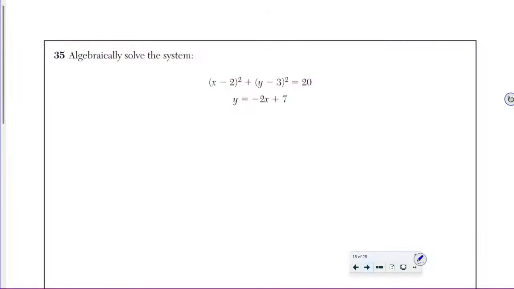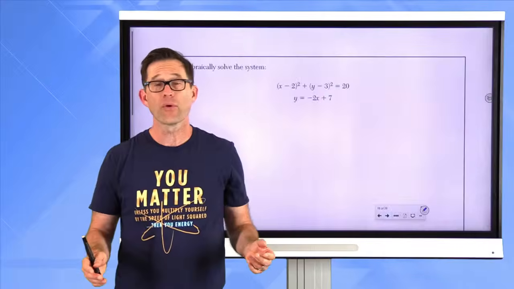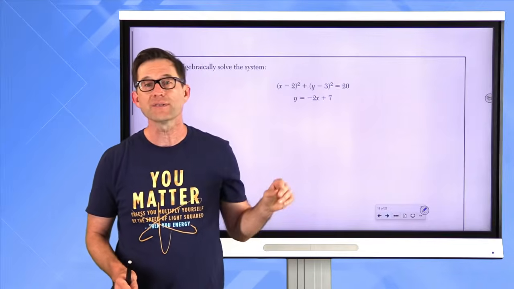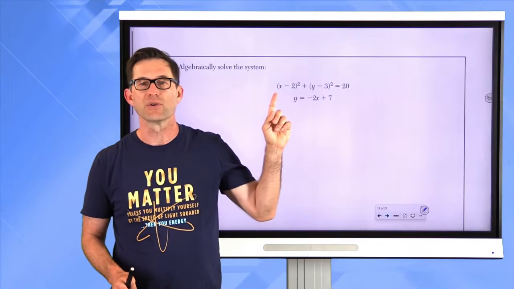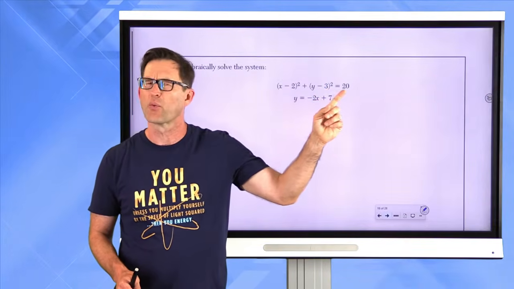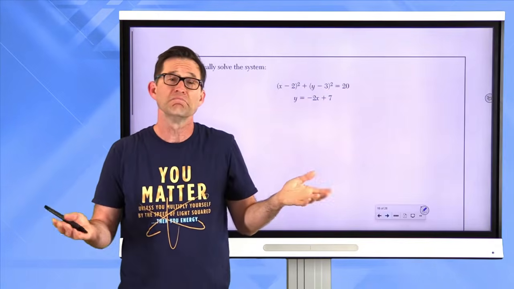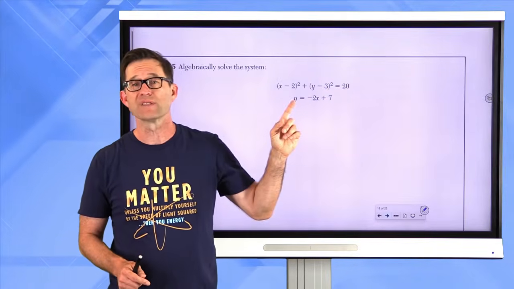Algebraically solve the system. (x - 2)^2 + (y - 3)^2 = 20, and y = -2x + 7. All right, for the record, not that you need to actually know this, but this first thing is an equation of a circle with a center at (2, 3) and a radius of the square root of 20, whatever. And this, of course, is a line, right?